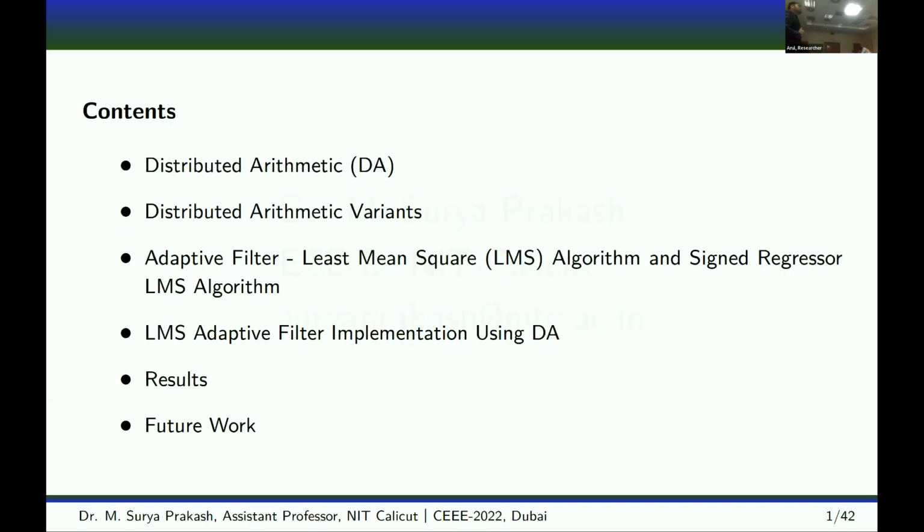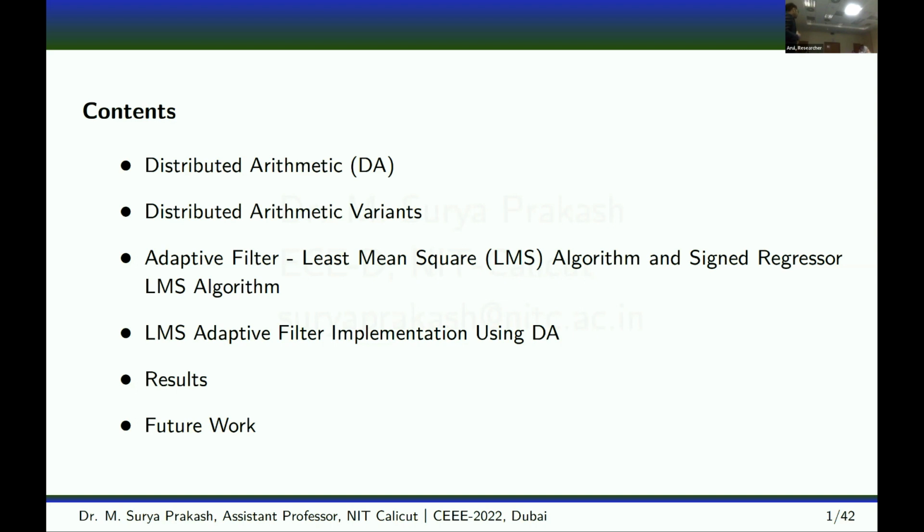And here are the contents of the presentation. I'll give a brief introduction on what is meant by distributed arithmetic. And then there are some variants of distributed arithmetic that also will be presented. And a brief description about an adaptive filter, which works based on an adaptive algorithm. Here the discussion will be based on least mean square algorithm and Signed-Regressor LMS algorithm. And finally, we'll talk about the implementation of this least mean square adaptive filter using distributed arithmetic.